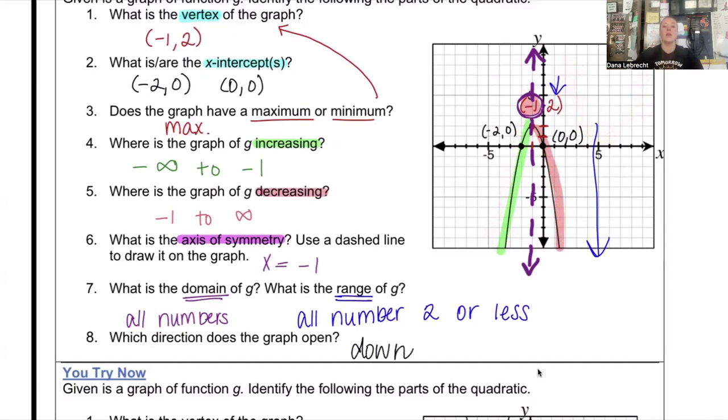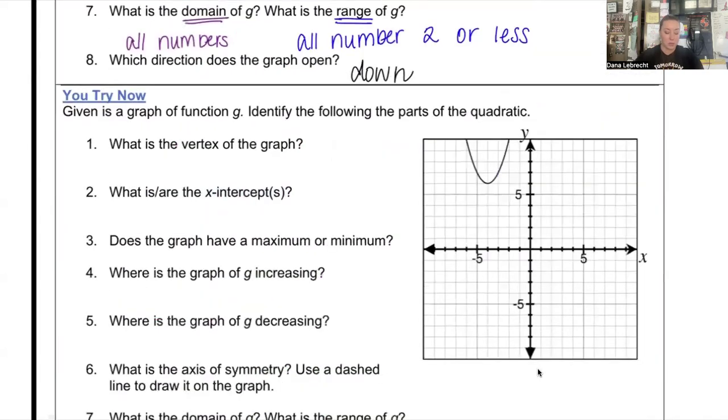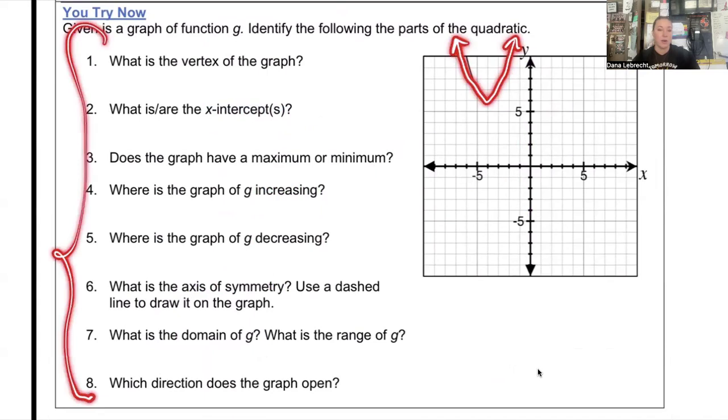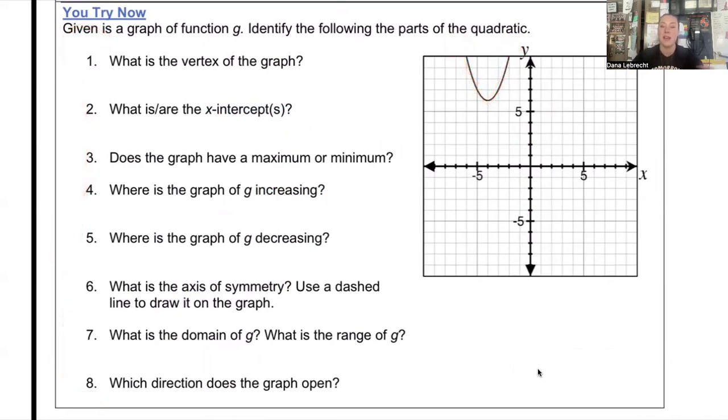Okay. So I would like you guys to try the next one on your own here. Similar idea, but now our parabola is up here. Okay. So I'd like you to go through the same questions, and then when you're finished, check with your partner, check with me, and you guys are good to go. Let me know if you guys have any questions.